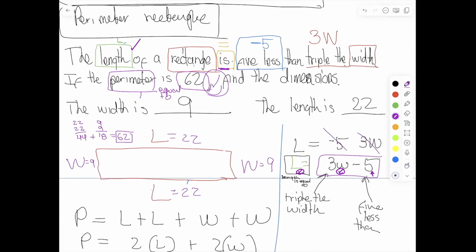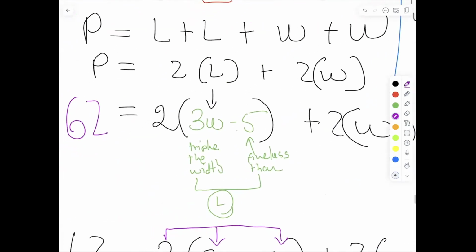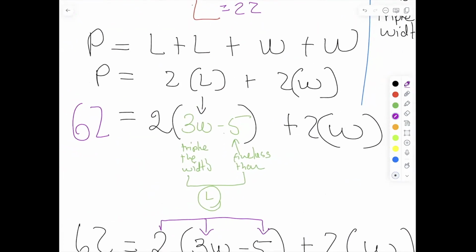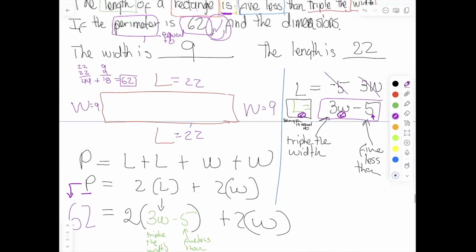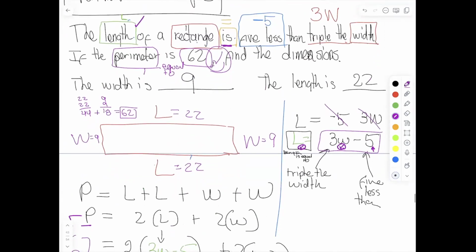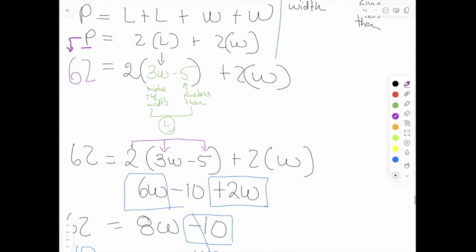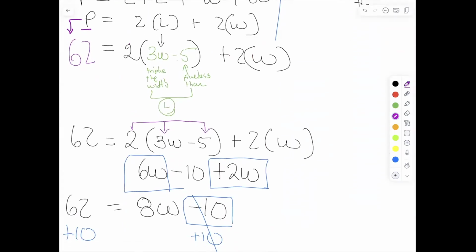And I know what my formula is, right? My formula is perimeter is equal to 2 times the length plus 2 times the width. If I know the length is 3w minus 5, then I'm going to replace L with 3w minus 5 times 2. Where did I get this 62 from? Well, if we go back and look at the question, it says the perimeter is 62. Find the dimensions. So I replace P with 62. And now I have to distribute this 2 to the 3w. I have to distribute to the negative 5.